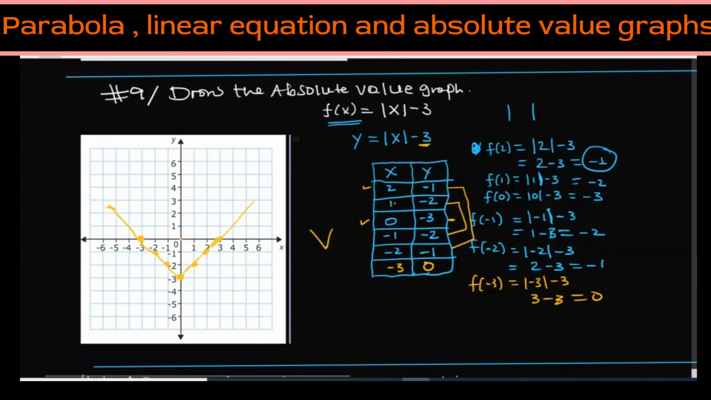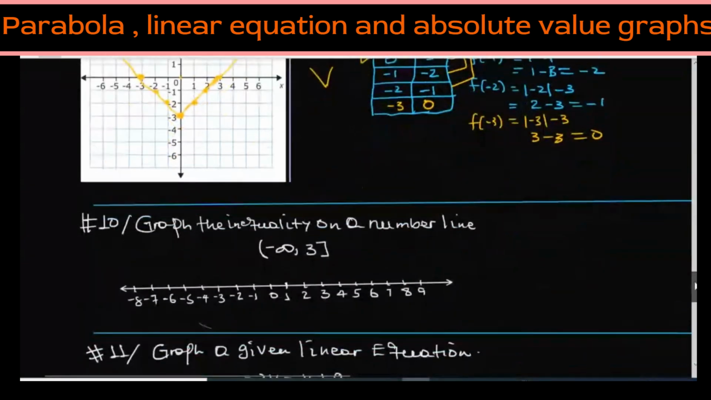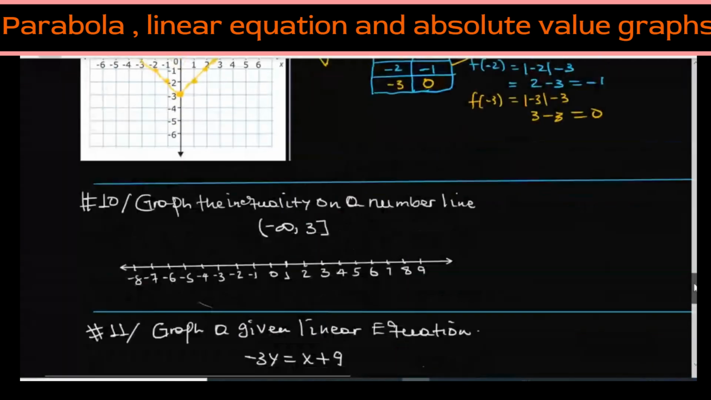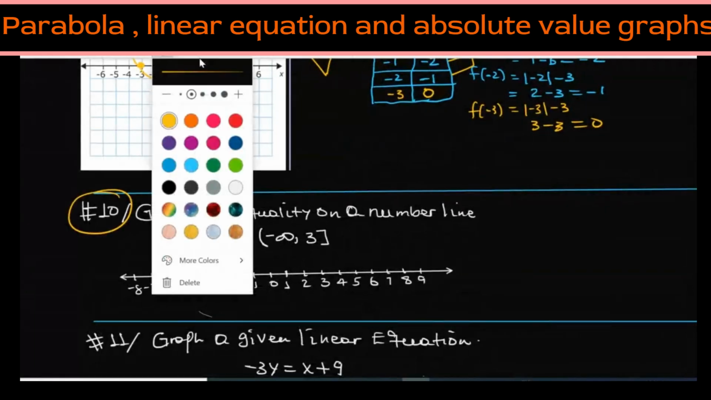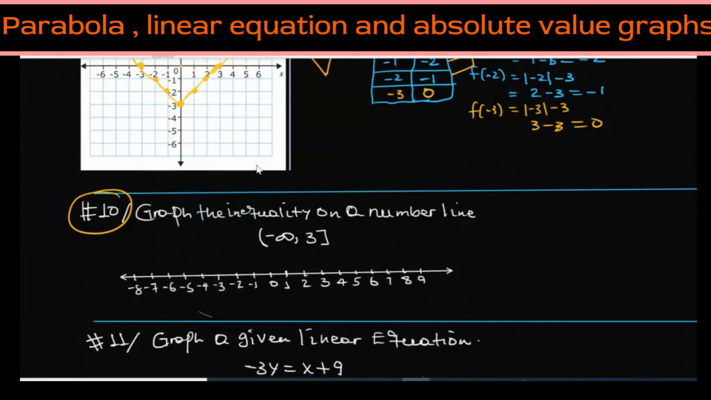All right, let's go to the next one. Next one is going to be number 10. Number 10 is here. The question is, graph the inequality on a number line. You have the number line here. This is the x-axis number line, and this ordered pair is negative infinity to positive 3. So look at now, this is the difference, this one and this one.